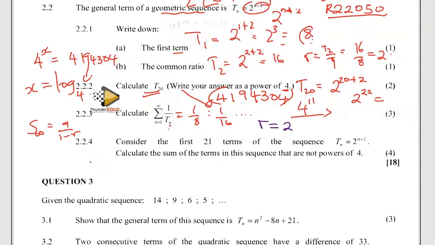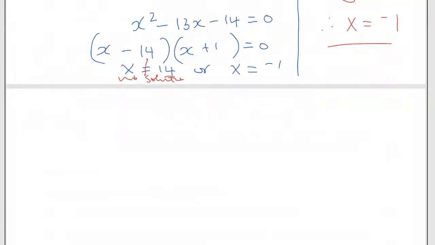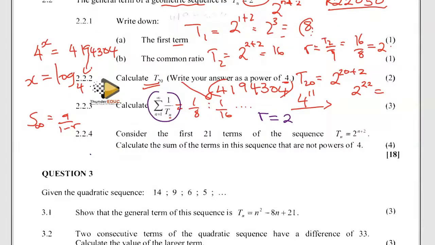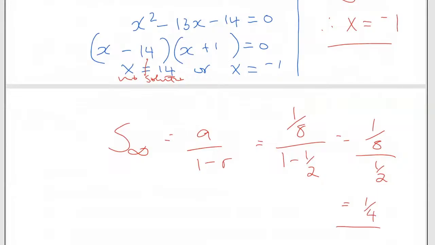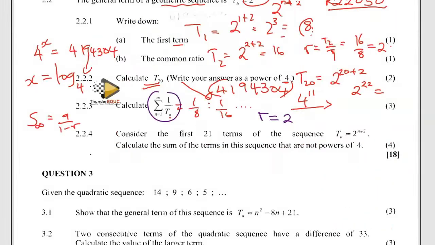So if the common ratio is a half, the sum to infinity is a over 1 minus r. Now our first term for this summation is 1 over 8. I'm dividing it by 1 minus the common ratio, a half, meaning that we have 1 over 8 divided by a half, and the answer we get is a quarter, or 0.25. So that's what I'm getting in this case.